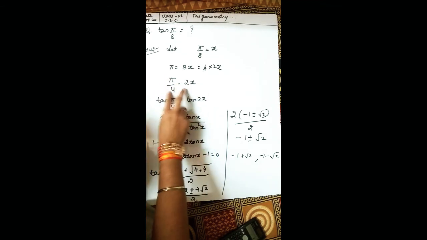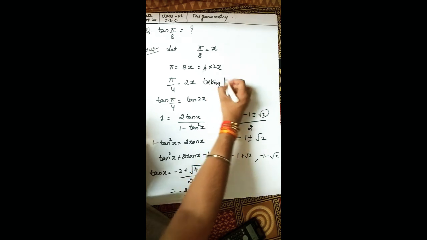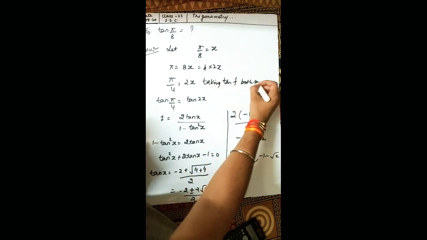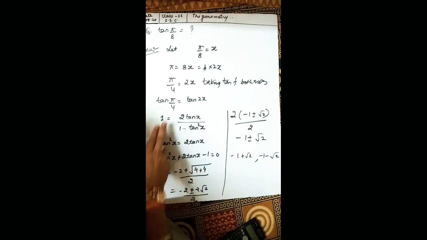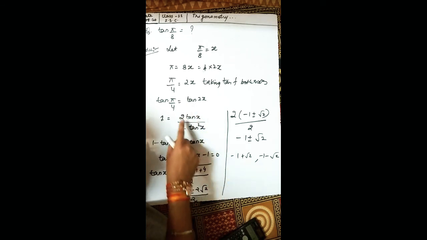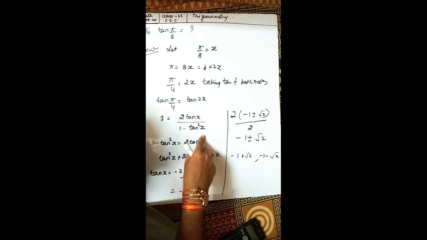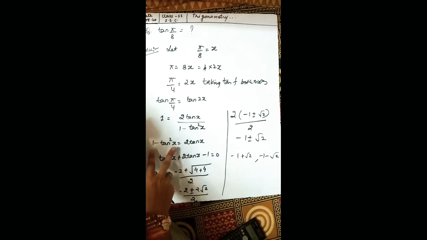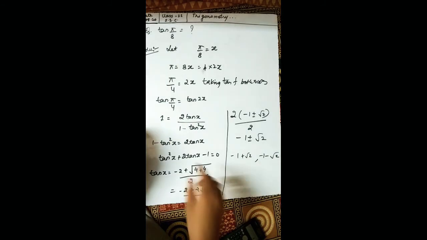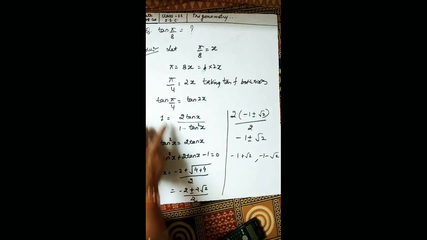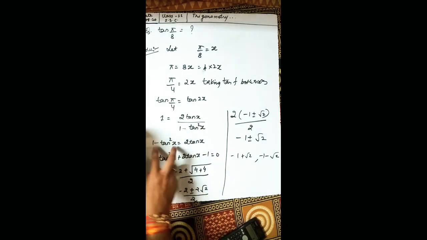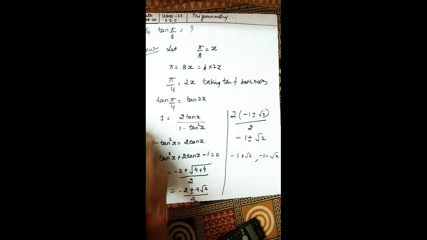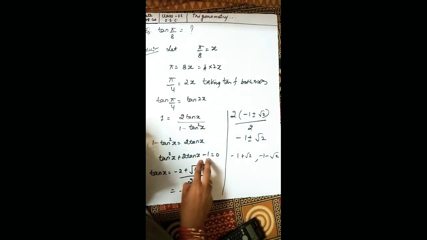Now take tan function on both the sides. So tan pi by 4 equal to tan 2x. We know tan pi by 4 is what? 1, and tan 2x identity is 2 tan x upon 1 minus tan square x. Take 1 minus tan square x to that side, so 1 minus tan square x and 2 tan x as it is. Now take 2 tan x, and take minus of tan square x that side and 1 that side, so tan square x plus 2 tan x minus 1. Now this is the quadratic equation in tan x term.